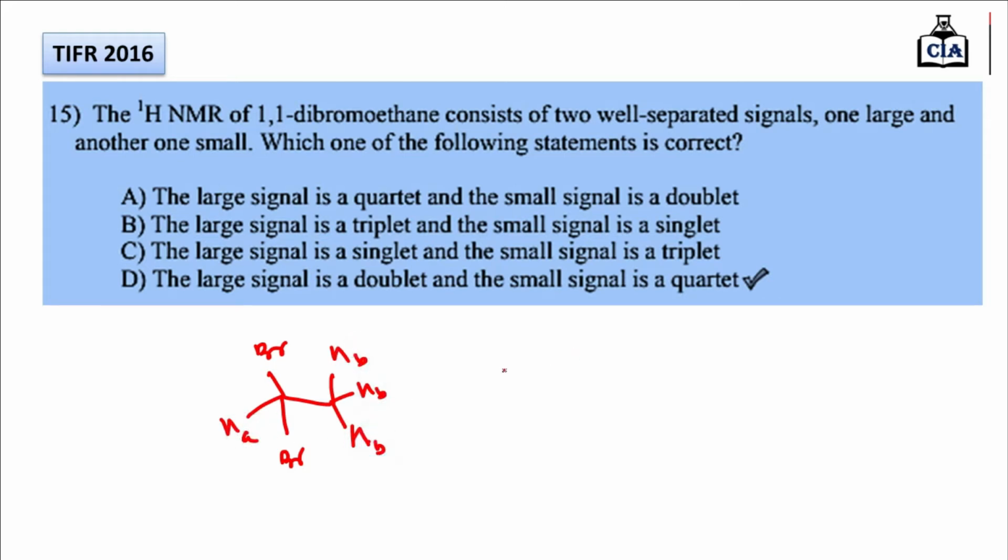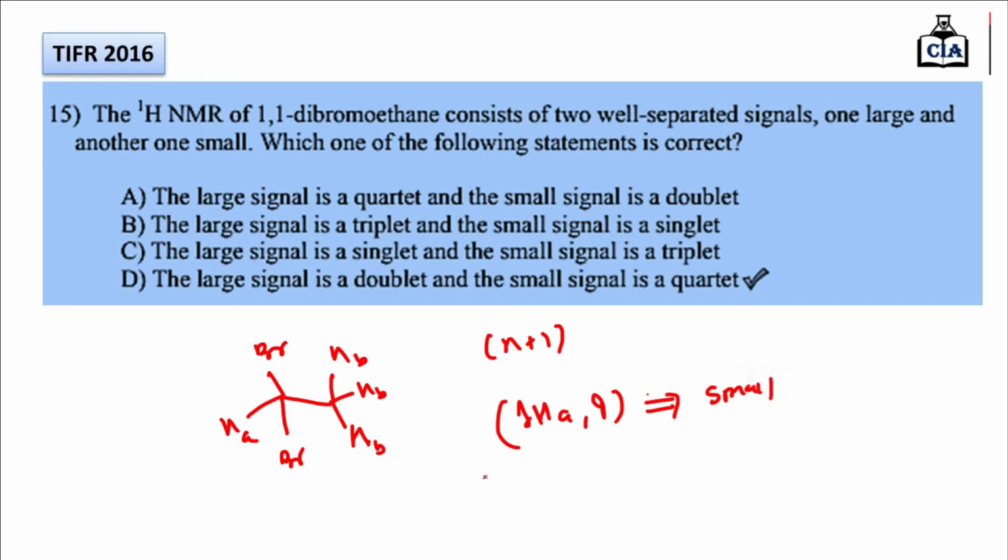All these protons will split according to the n+1 rule, where n is the number of protons on the adjacent carbon atom. So for the one HA proton, there are three protons on the adjacent carbon. That will give 3 plus 1, that is 4, which means the one HA proton will be split as a quartet. Due to only one hydrogen atom, the intensity of the peak will be lower, so this intensity will be small.